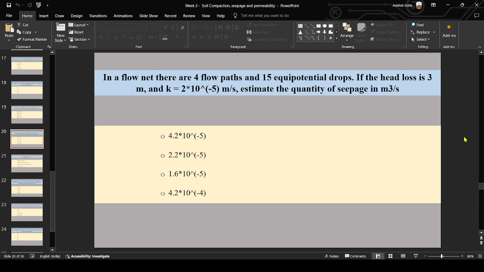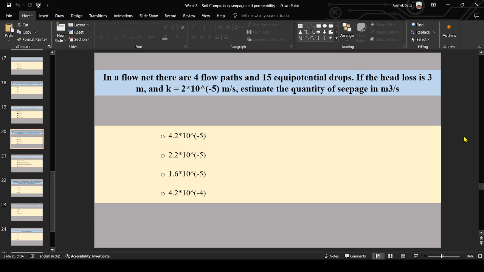In a flow net, there are 4 flow paths and 15 equipotential drops. If the head loss is 3 meter and K equals to 2 into 10 to the power minus 5 meter per second, estimate the quantity of seepage in meter cube per second. So there are 4 flow paths and 15 drops. The head loss is 3 meter and K is given as 2 into 10 to the power minus 5 meter per second. What is the quantity of seepage loss in meter cube per second?